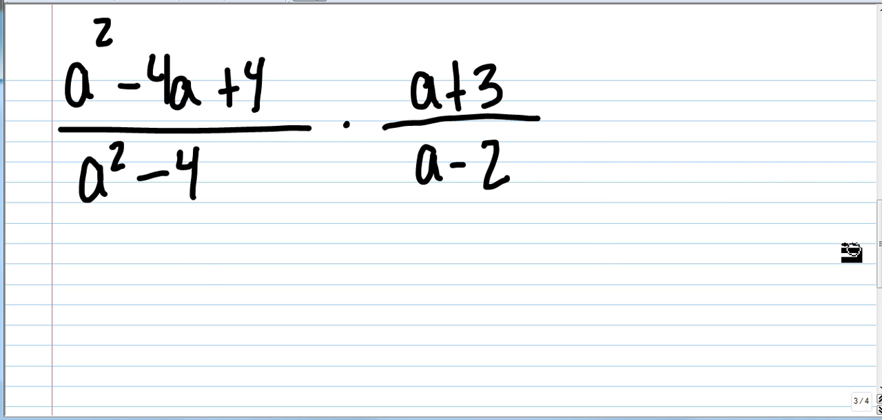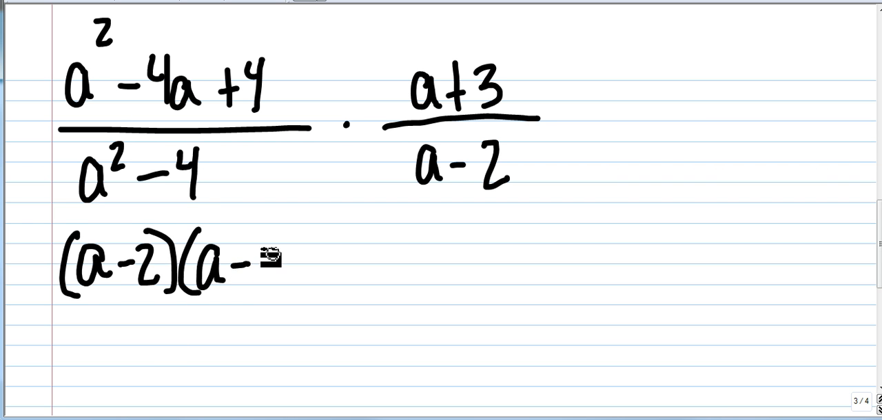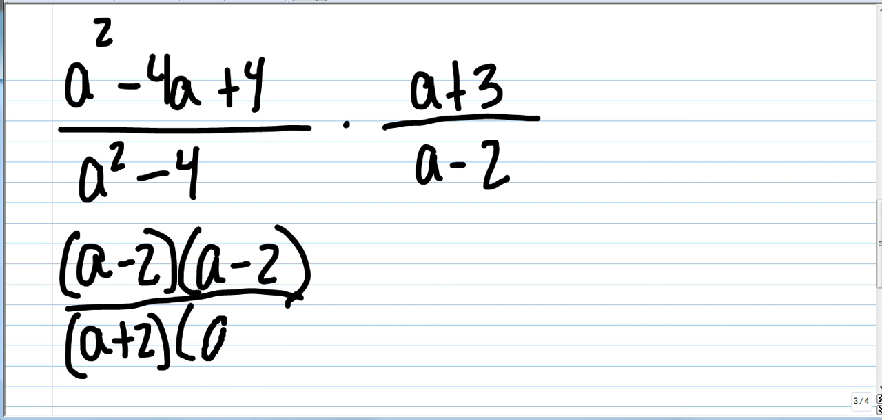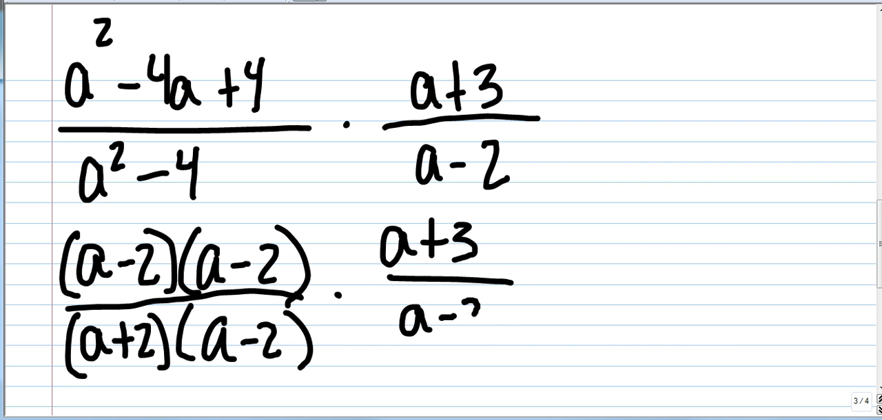Here, once again, we have to factor it. Let's factor this top one. How do I factor that? Okay, 2 numbers that multiply to 4, and those same numbers have to combine to -4, so your numbers will be -2 and -2. Same sign, they're both negative, so this will be a minus 2 times a minus 2 up top. On the bottom, this a squared minus 4 is, once again, factoring the difference of squares, so that will factor down to a plus 2 times a minus 2. And then we can't simplify those, so we just bring those over. So we have a plus 3 over a minus 2.